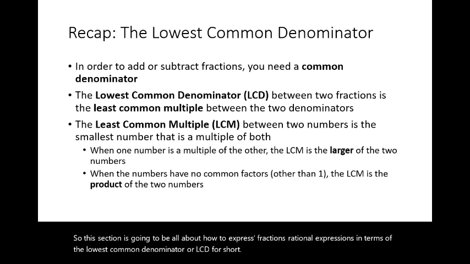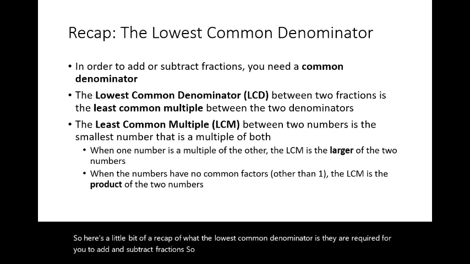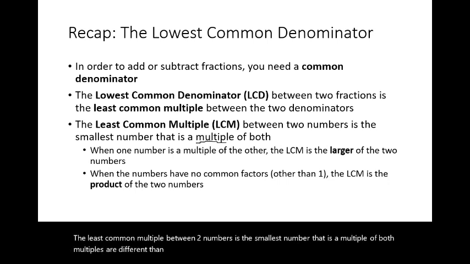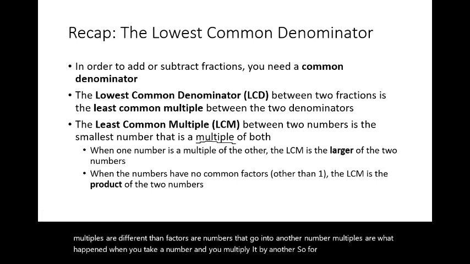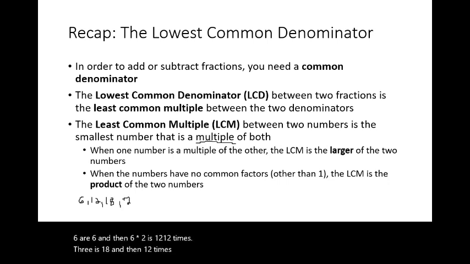So here's a little bit of a recap of what the lowest common denominator is. They are required for you to add and subtract fractions. So the lowest common denominator between two fractions is the least common multiple between the two denominators. The least common multiple between two numbers is the smallest number that is a multiple of both. Multiples are different than factors. Factors are numbers that go into another number. Multiples are what happen when you take a number and you multiply it by another. So for example, multiples of 6 are 6, and then 6 times 2 is 12, 6 times 3 is 18, and then 6 times 4 is 24. You get the idea.